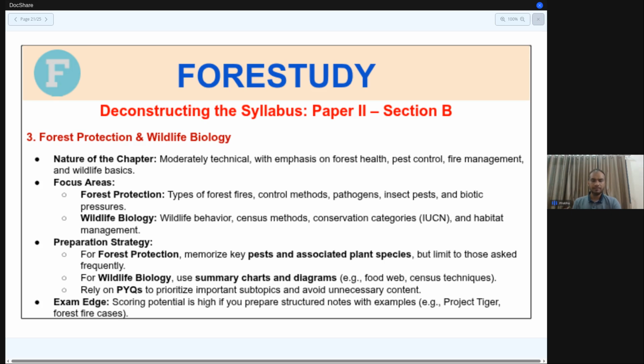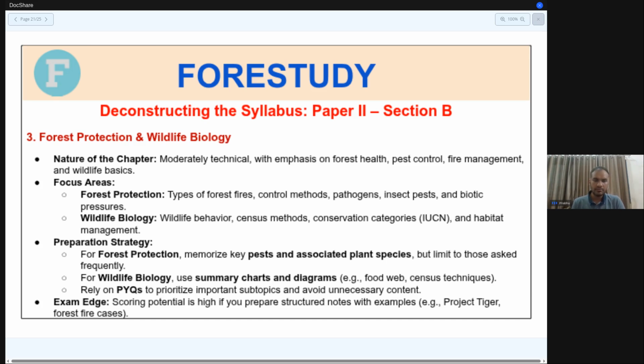So memorize key pests and associated plant species, and prepare crisp notes and summary charts and diagrams, so that you can go through these topics again and again. And don't try to memorize in one go.